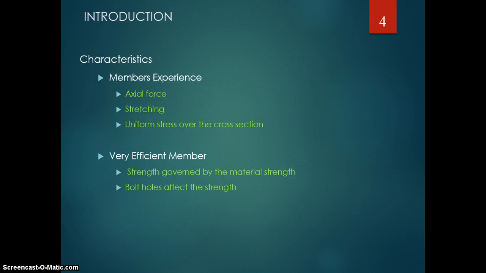Next, in the introduction, first are the characteristics: the member experiences axial force and stretching, and uniform stress over the cross section. The next is that it is a very efficient member, its strength is governed by the material strength, and bolt holes affect the strength. For ductile materials, a uniform stress distribution assumption is reasonable when the material is loaded beyond the yield stress. Therefore, at the ultimate load it is reasonable to assume uniform stress distribution.